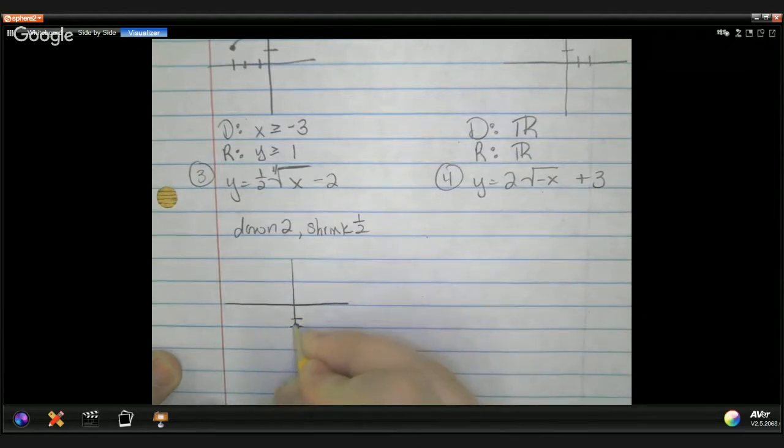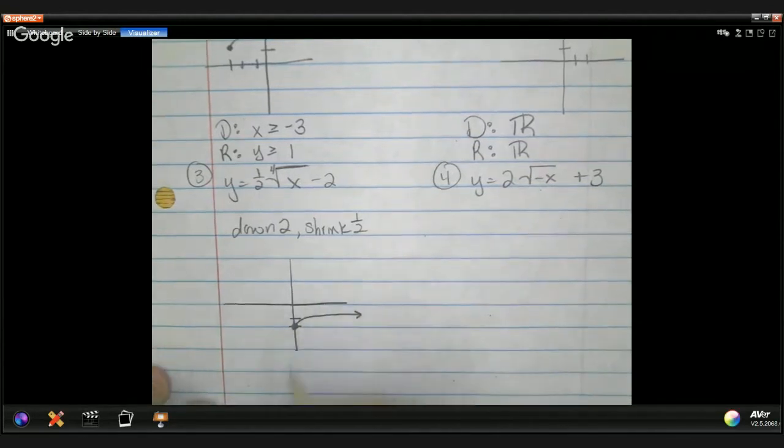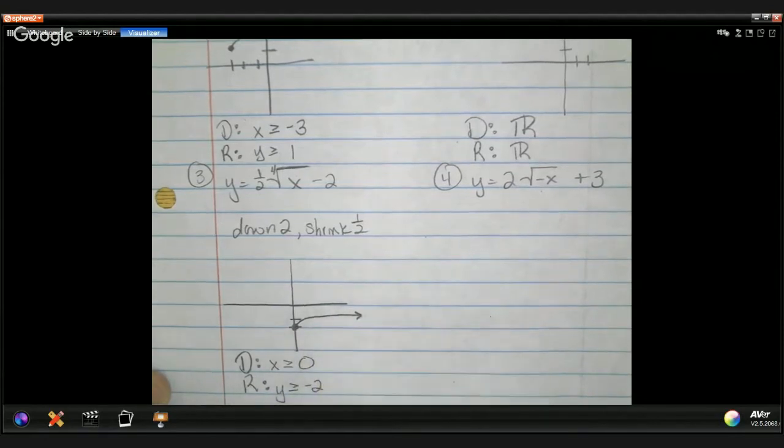So there's my point. And it's the 4th root. So I'm just going up and to the right. And that's it. We're not going the other way because even roots only go up or go one direction. My domain, it starts when x is 0, so it goes to the right of 0. And my range, it goes above negative 2, so y is greater than negative 2.